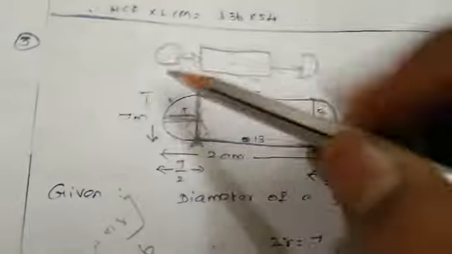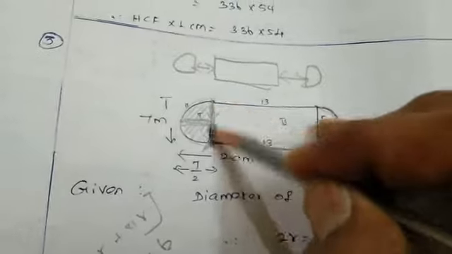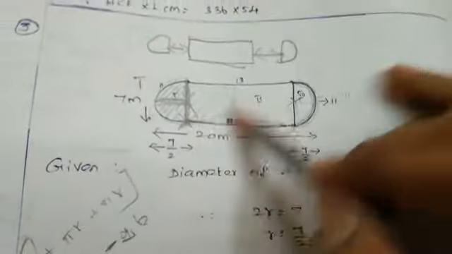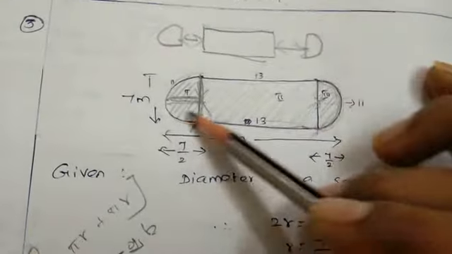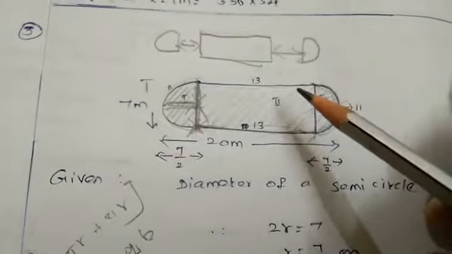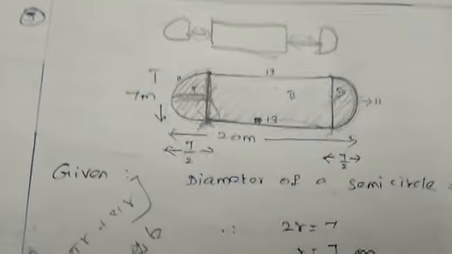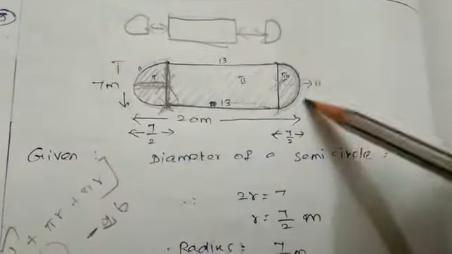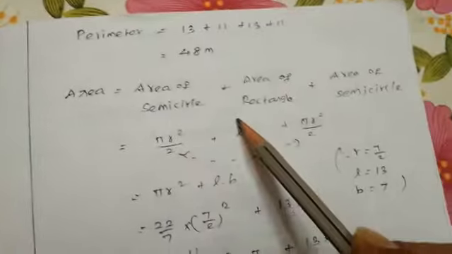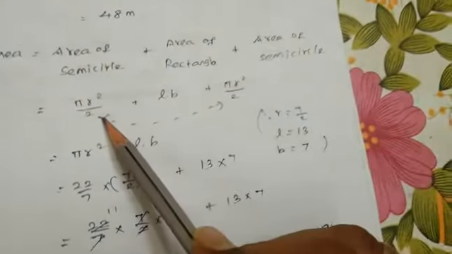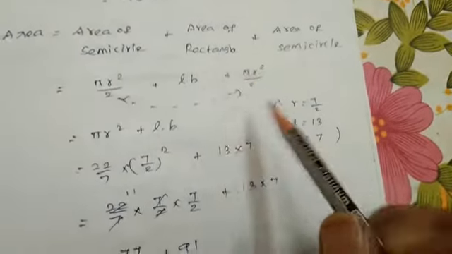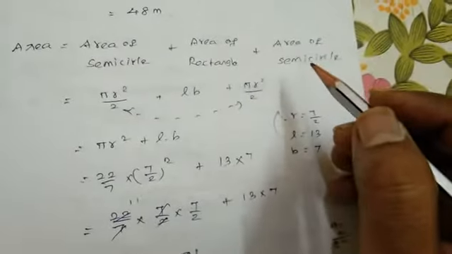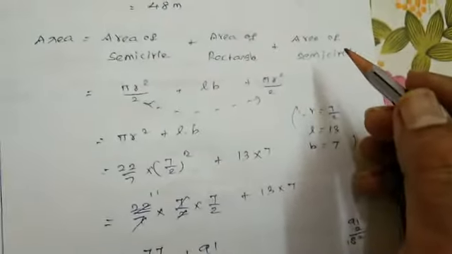Now the area is nothing but considering the whole area: the area of the semicircle, up to this line. Next, the area of this shaded part, that is the rectangle, plus the area of the other semicircle. So we need to add these three things. Only in the perimeter do we need to remove the common lines, which is why we considered the outside lines. For that, area of semicircle plus area of rectangle plus area of semicircle. So pi r square divided by 2, plus LB, plus pi r square divided by 2. Now pi r square by 2 plus pi r square by 2, that is 1 by 2 plus 1 by 2 is 1, so that is pi r square.